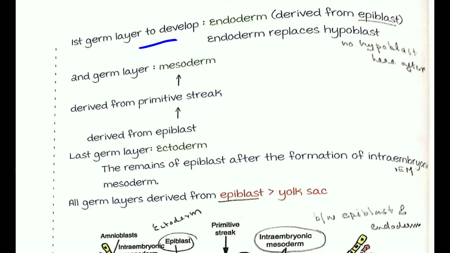So we can see that all the germ layers, like endoderm, mesoderm and the ectoderm, are derived from the epiblast. In old editions, it was said that it was derived from the yolk sac, but now in the latest 3 editions, it's been said that all the germ layers of the body are derived from the epiblast. So this will be the answer.